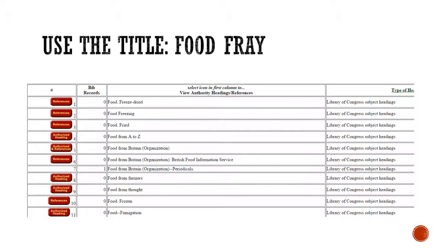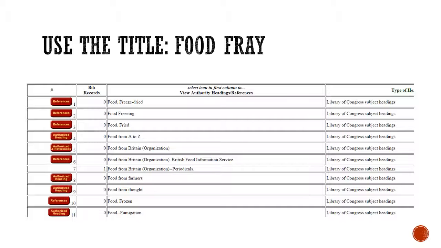So if we type in the title Food Fray, we go to something we looked at a little bit last week, which is authorities.loc.gov. Remember, we were looking up name authority last week and learning about personal names and how there's an official heading for personal names. But here we're looking up topics.